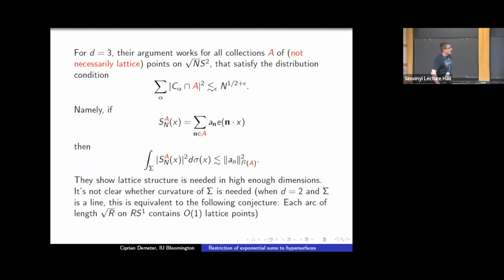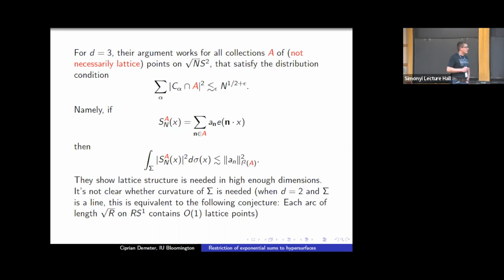Okay, now I want to challenge you with something here. Their argument in 3 dimensions, as I said, doesn't quite use the full strength of the lattice points. And what they prove is something more general, namely that if you have any collection of points on the sphere, not necessarily lattice points, that satisfy this distribution property, then the L2 result holds true the same way as before.